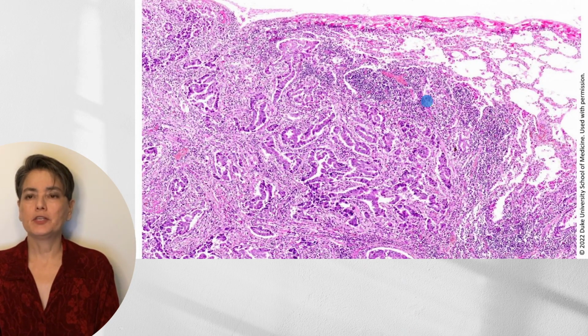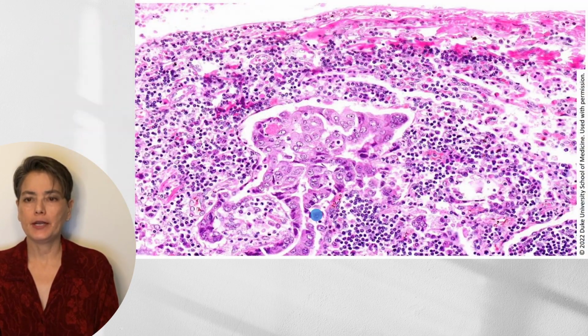This histologic image also shows that feature. Here it is right under the pleura. We have a little bit of residual unaffected lung here. And then here you can see these atypical malignant glands that are invading through the lung. On higher power, you can appreciate how atypical they are as well as their architectural features.